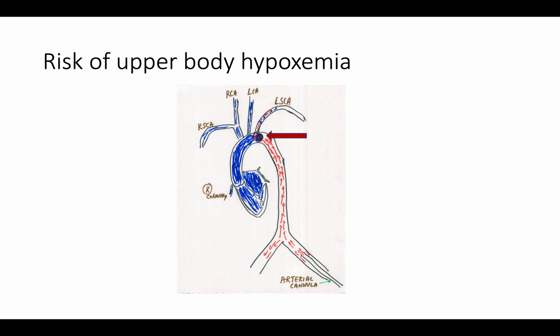The ECMO team needs to be aware of this possibility and monitor for it. For example, a saturation probe may be applied in the right upper limb, or a NIRS, near-infrared spectrometry, monitor may be applied to the head, looking for desaturation. Blood pumped by the heart will mix with the blood pumped by the ECMO, forming a mixing zone, pointed by the arrow in this slide.